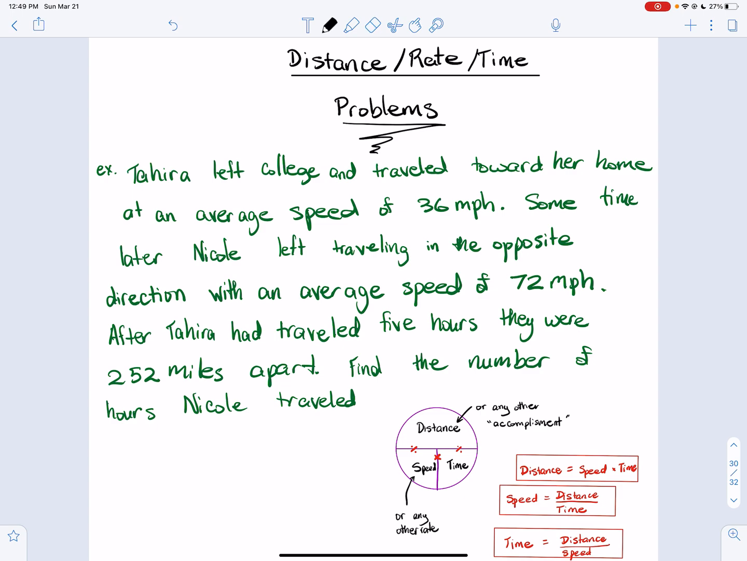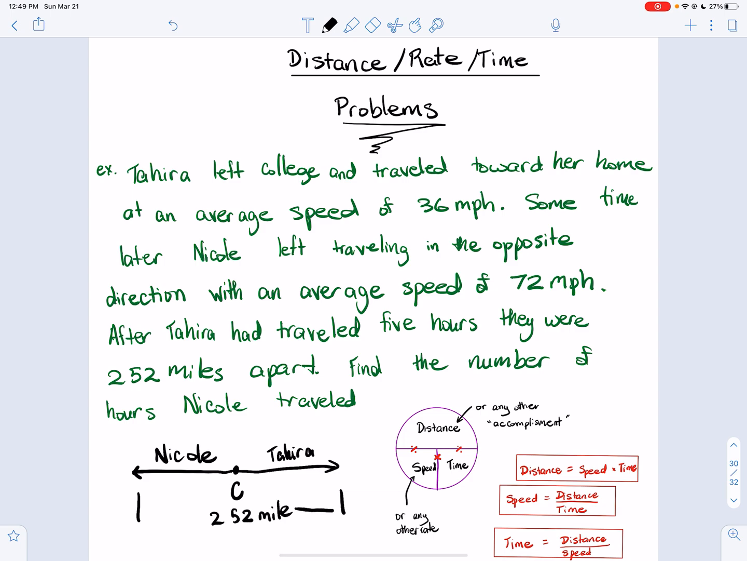So for these problems, I suggest always draw it out. It makes it easier to visualize all the information that they've given. So they're both starting from the college, and Tara is traveling that direction, and Nicole is traveling this direction. And we know that once they finish traveling, overall, they end up 252 miles apart from each other. So this whole thing overall is 252 miles.